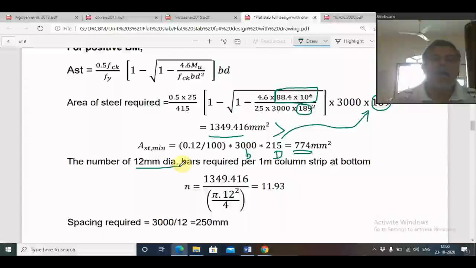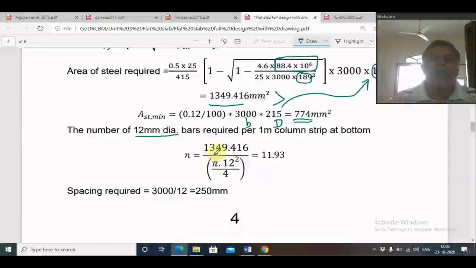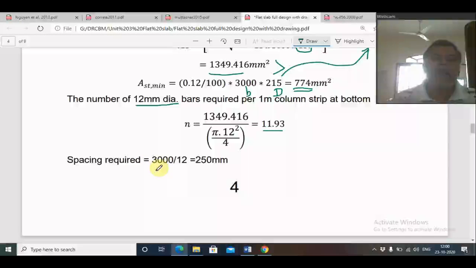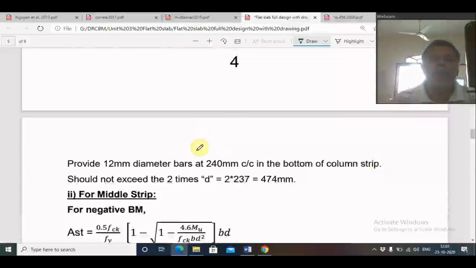Again I am using the 12 dia bars. Number of bars required equals total AST divided by area of 1 bar, which will give the number of bars as 11.93. I will round this off to 12. Then I will calculate the spacing required by total width divided by number of bars. The spacing required is 250 mm. So I am assuming to use 12 dia bars at 240 mm center to center in the column strip as bottom steel.